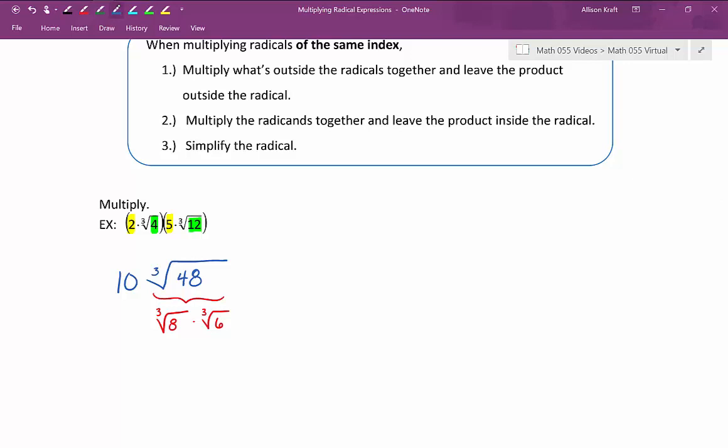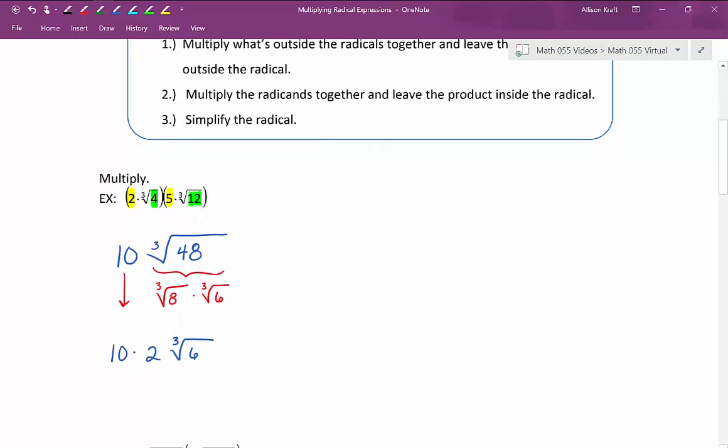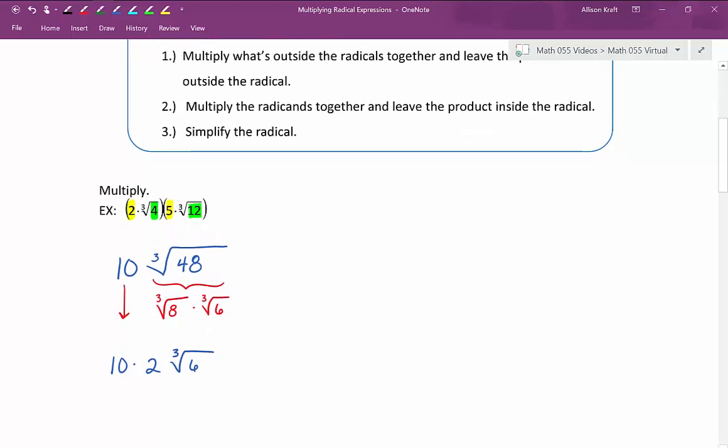Now don't forget to bring down that 10. We're going to have 10 times the cube root of 8. That's just 2 times the cube root of 6. And then we want to multiply those numbers both outside the radical together. 10 times 2, we get 20 times the cube root of 6.